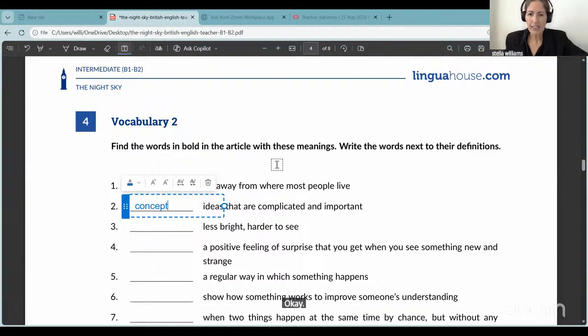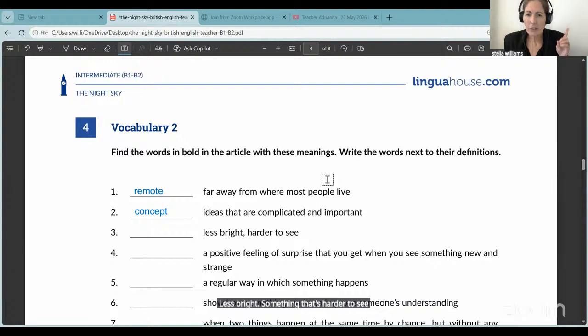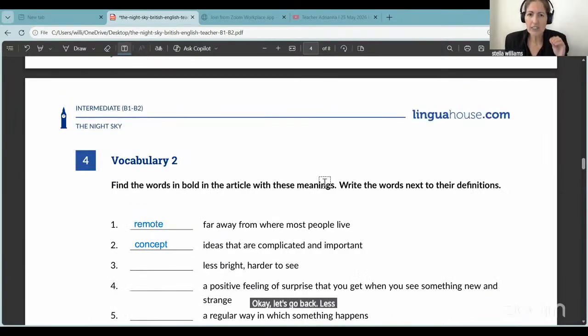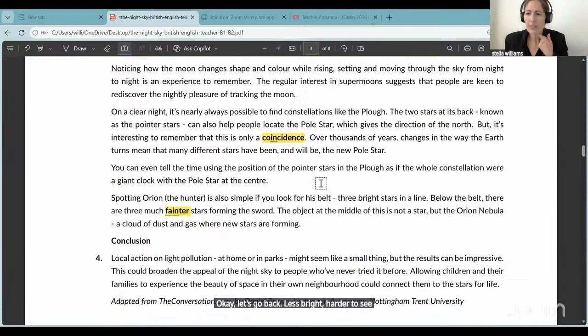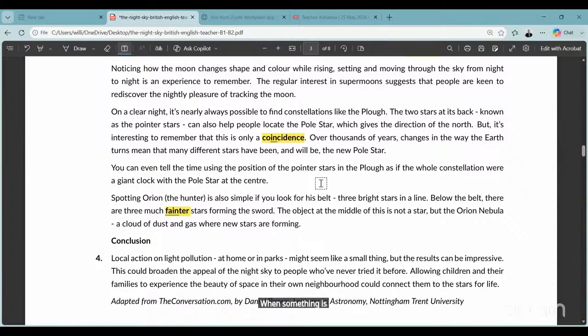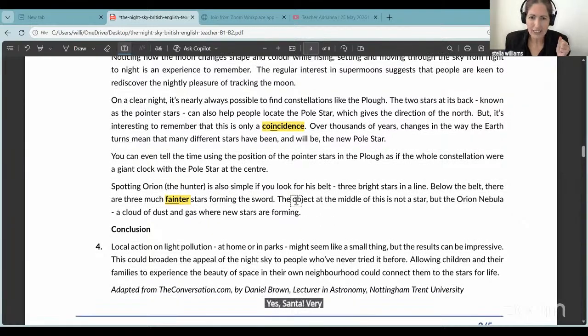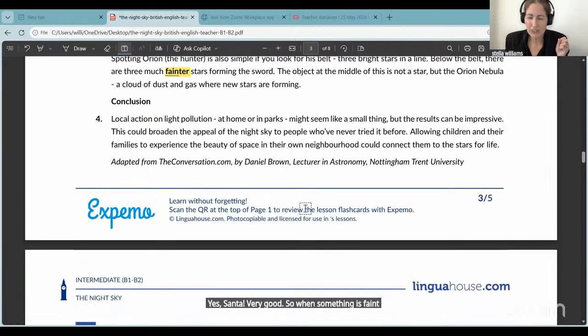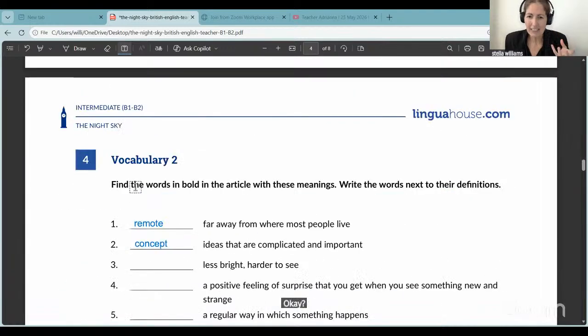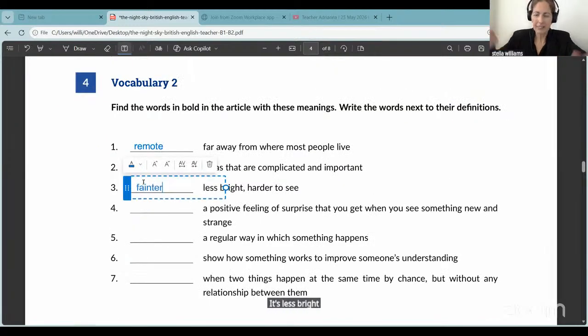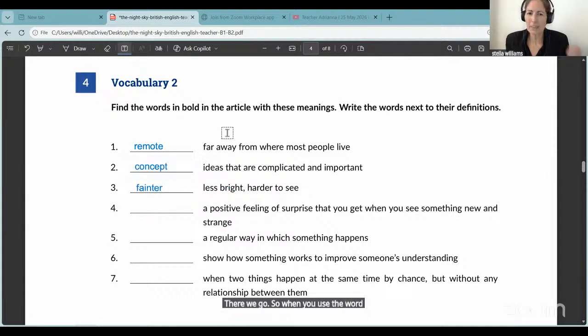Number 3. Less bright. Something that's harder to see. Okay, let's go back. Less bright, harder to see. Divya, when something is... Fainter. Yes, fainter. Very good. So when something is faint or fainter, it's less bright. When we use the word fainter, we can refer to something that is dim. It's not bright. Good.